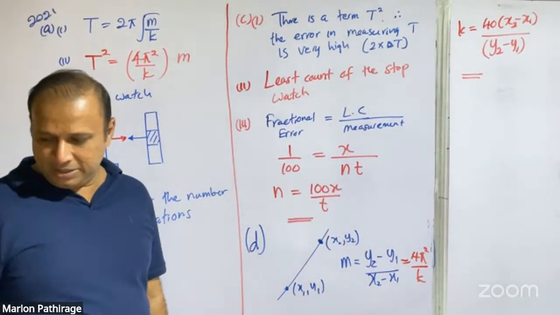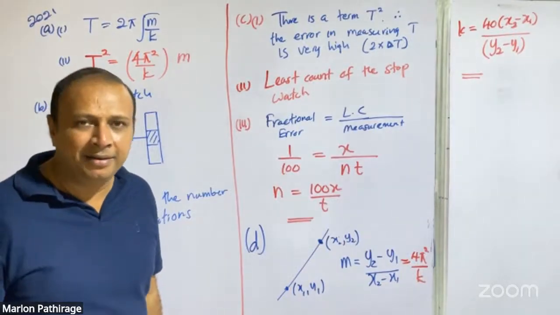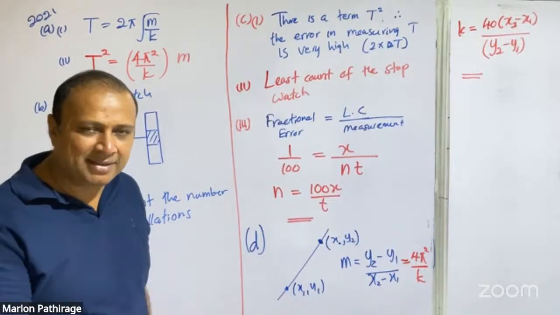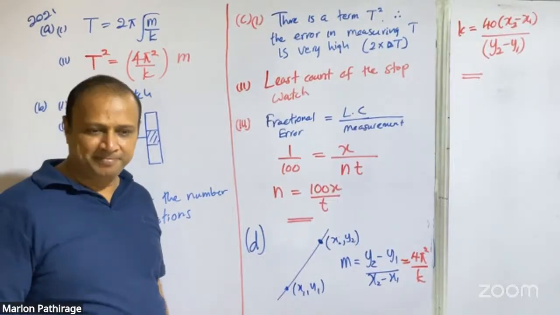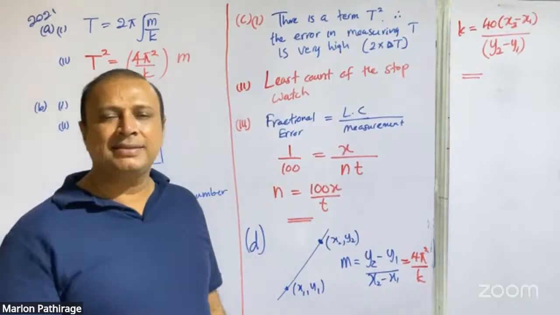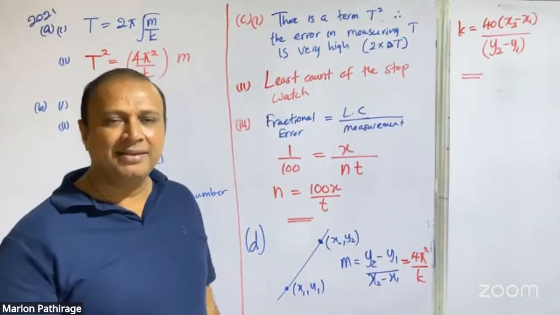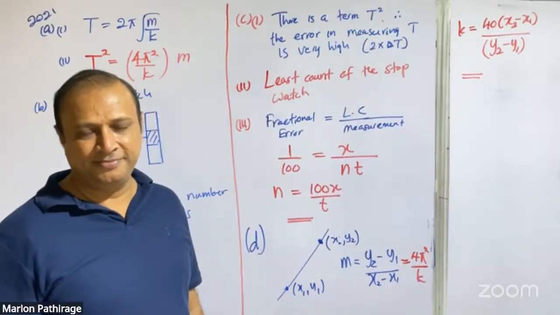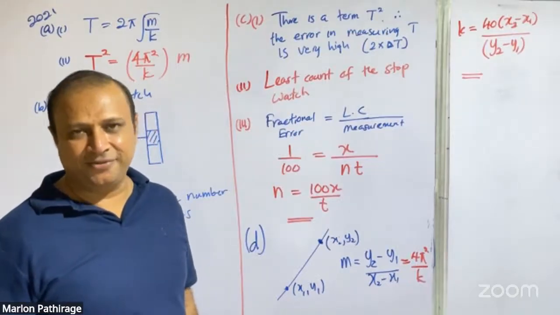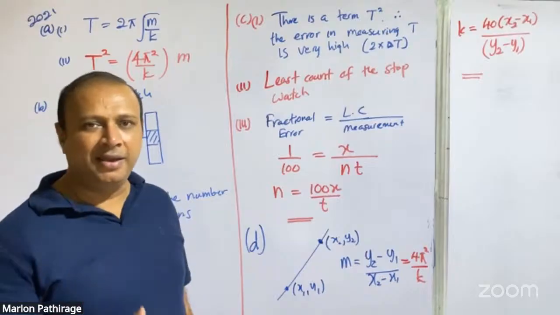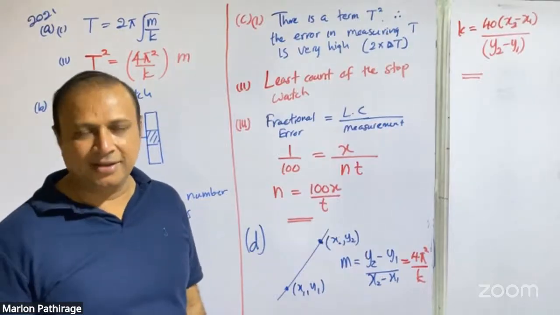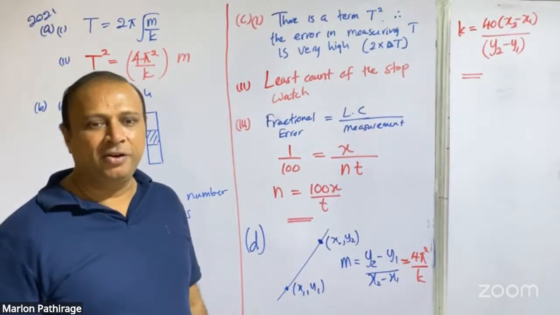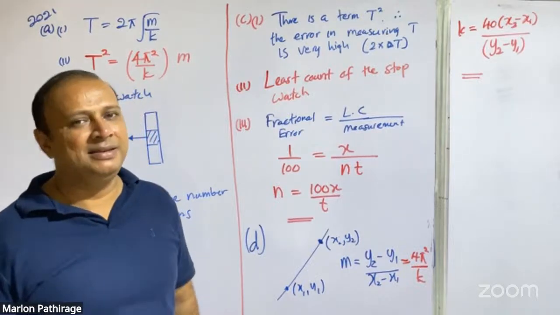Because in this equation we have not added the mass of the mass holder. There is a mass in the mass holder that should be added. Therefore, if we add that mass, then the intercept cannot be zero.